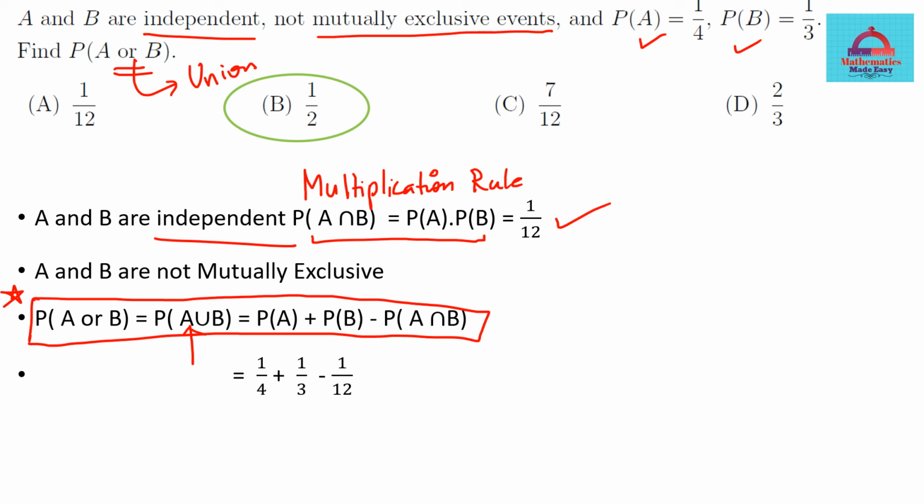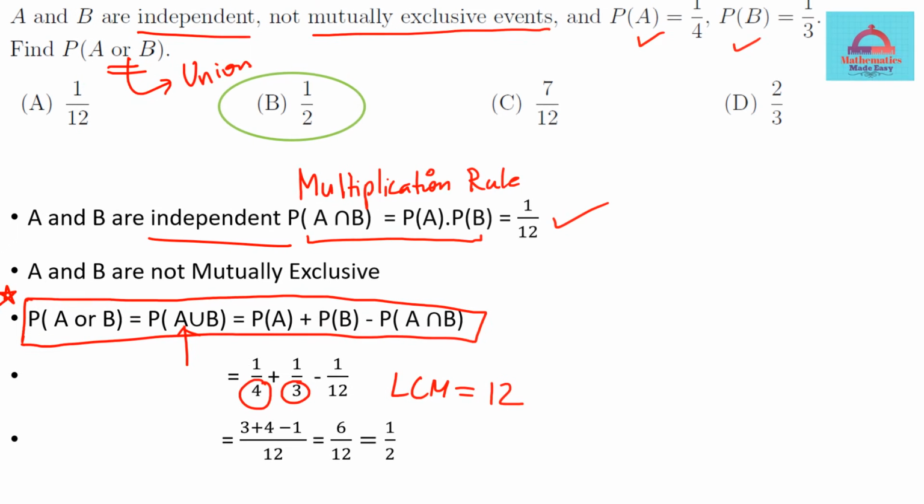So just do the substitution, make the denominators equal. Here it is 4, here it is 3. The LCM will be taken, which is 12. So in the numerator you get 6. So that is 1 by 2. So this is how you reach option B. Okay, very important formula. That's why you see my star mark. Let's move now to the next question.